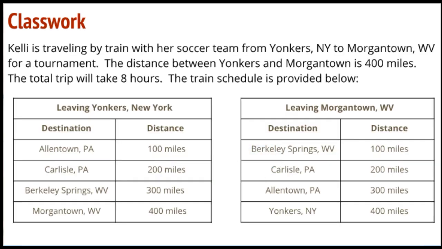All right, so Kelly is traveling by train with her soccer team from Yonkers, New York to Morgantown, West Virginia. And they're going for a soccer tournament. And the distance between Yonkers and Morgantown is 400 miles. So they've got these tables down here, and I see that Yonkers to Morgantown is 400 miles. It says the trip is going to take 8 hours. So I've got 8 hours over here, and I've got 400 miles over here.